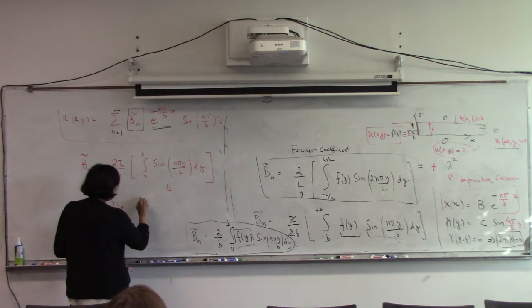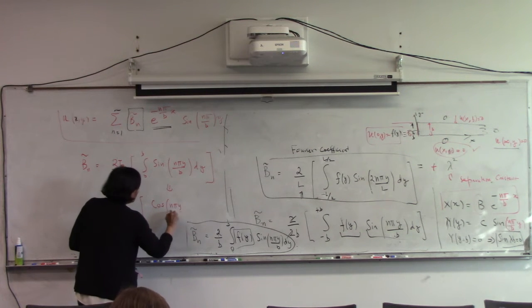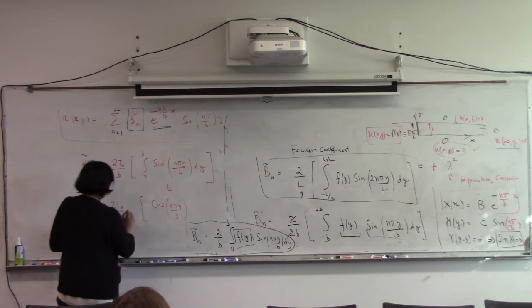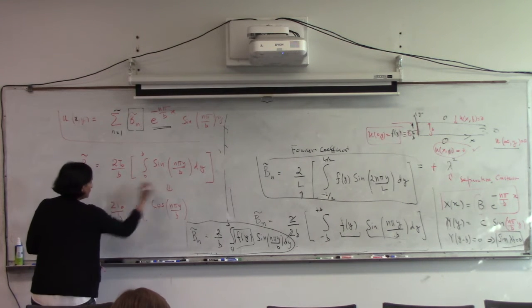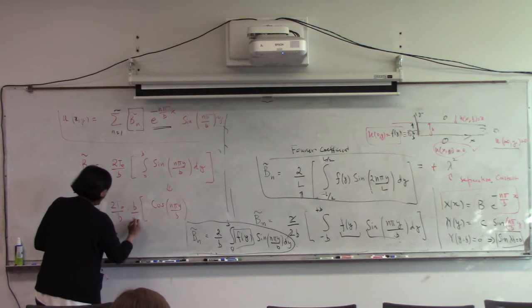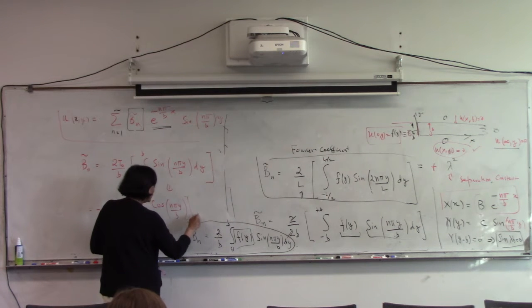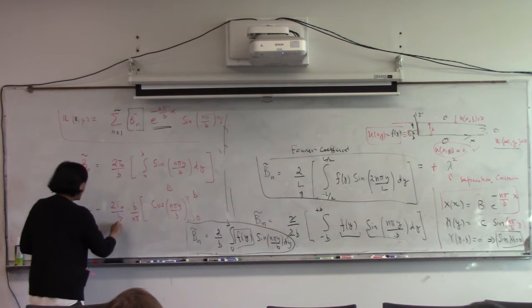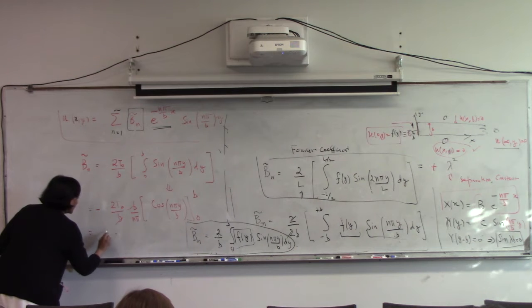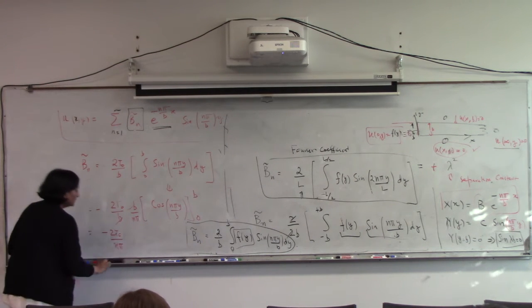This is negative cosine, right? Negative cosine of n pi over b, this is a negative sign, then you integrate that. And then I have b over n pi. This we have to evaluate between 0 to b. The b and b will cancel. So what I have is minus 2 T naught over n pi.